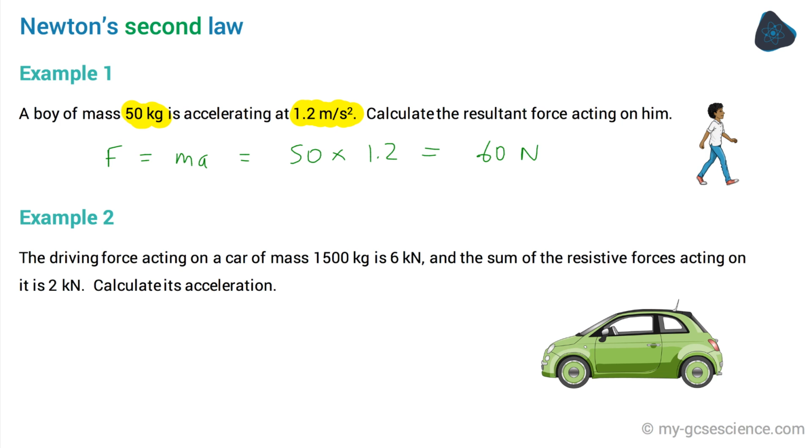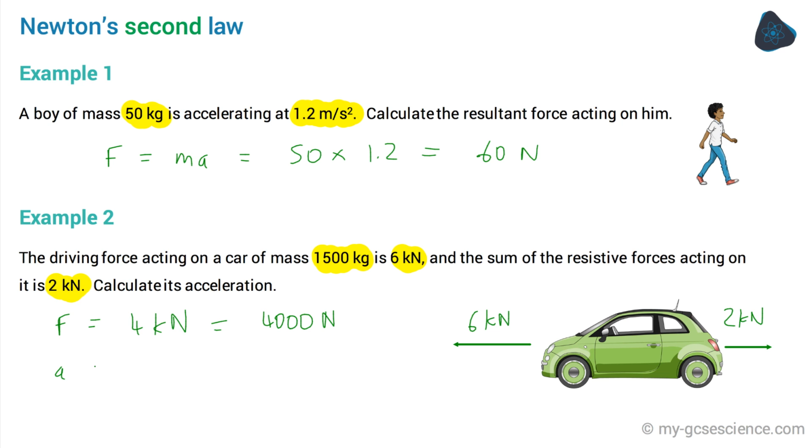Starting off by highlighting our key terms, the mass of the car is 1500 kilograms and there are 2 forces acting on it. The first, the driving force, acts in the forwards direction and the resistive forces act in the opposite direction. What we're going to do here is to draw in the forwards force acting in the car, which is 6 kilonewtons, and then the backwards force next, which is 2 kilonewtons. So we can see that the resultant force acting is just 4 kilonewtons, or 4,000 newtons.